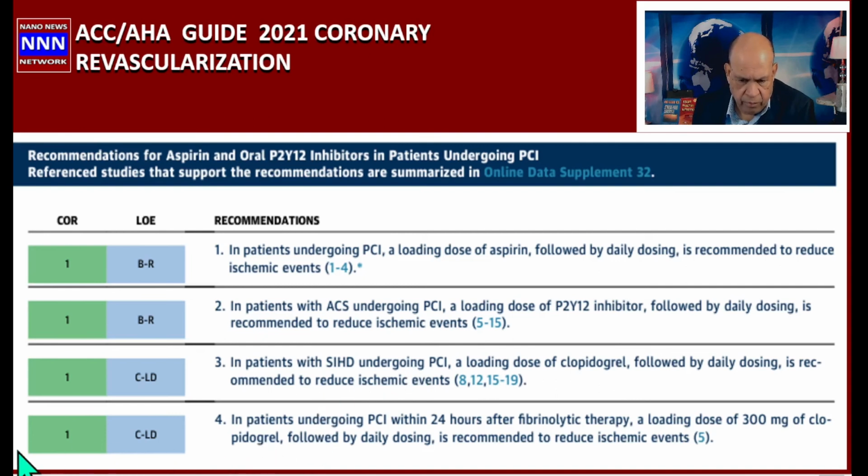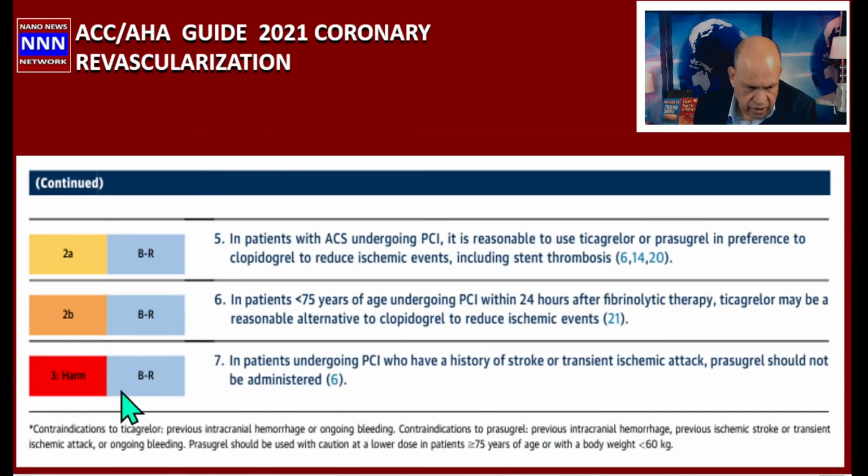Of course, during the procedure, we can load these patients with clopidogrel before the procedure begins. One other harmful effect in patients undergoing PCI who have a history of stroke or transient ischemic attack, prasugrel should not be administered. So just memorize that one. Prasugrel, history of stroke, don't give it. Prasugrel, history of CVA or TIA, don't give it because of increased incidence of intracranial hemorrhage.